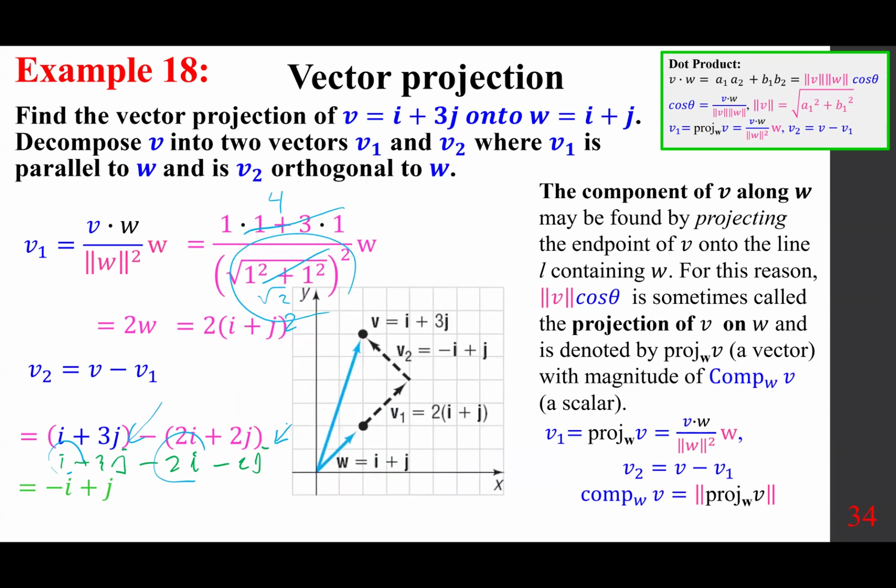So what does it mean? V has been cut into two pieces, V1 and V2. V1, we want it to be parallel to W, and it's alongside the W. V2 is here or here, orthogonal to that. Makes a 90-degree angle.